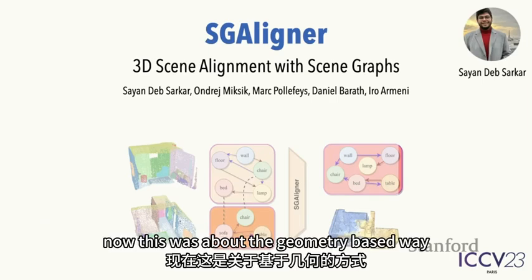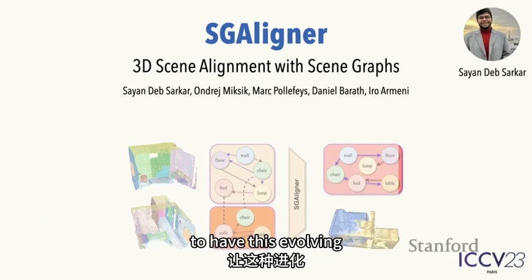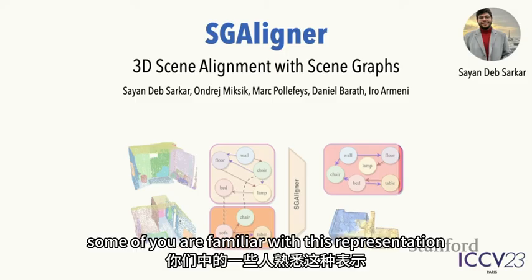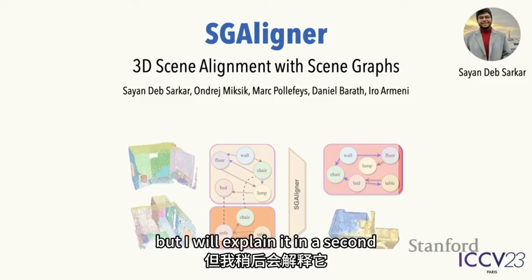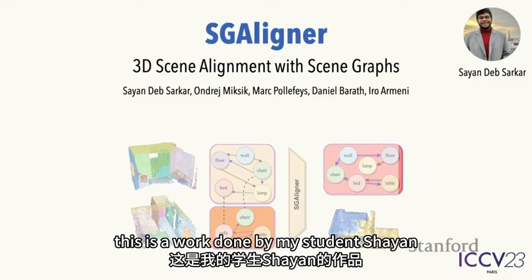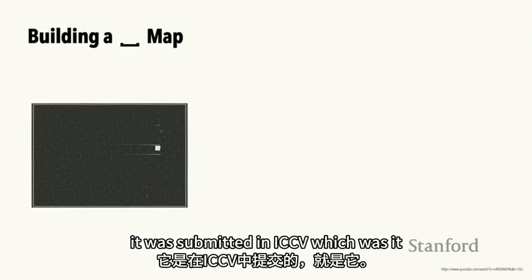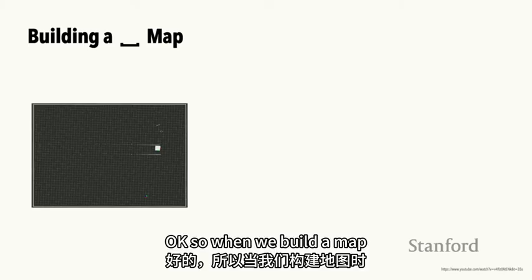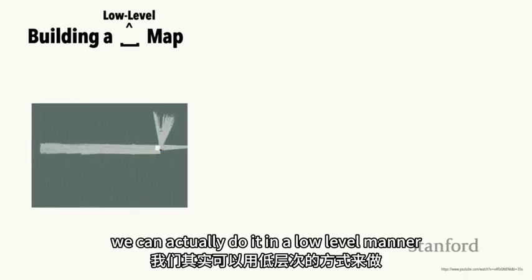Now, this was about the geometry-based way to have this evolving indoor representation. So the second one is about scene graphs. Maybe some of you are familiar with this representation, but I will explain it in a second. This is a work done by my student, Cheyenne. It was submitted to ICCV, which was it? 2023. Okay, thanks.